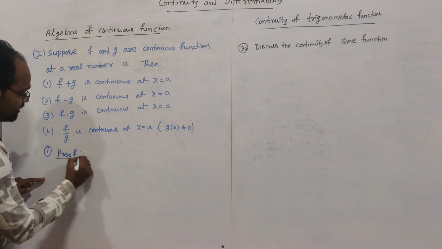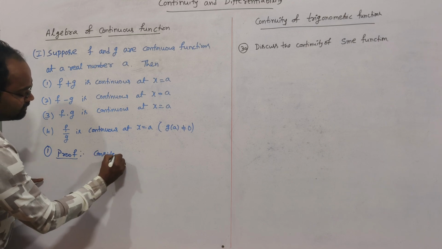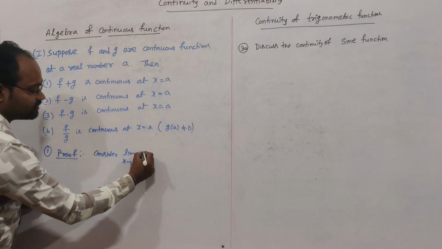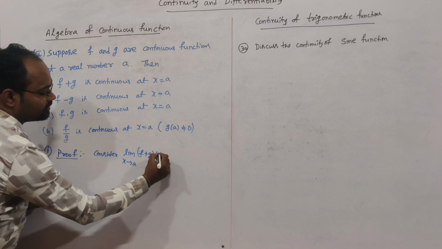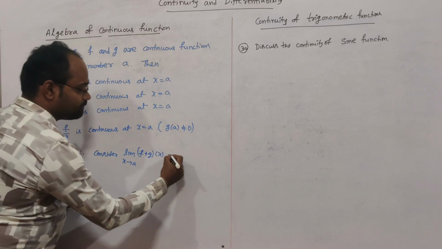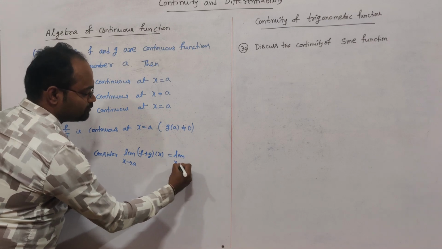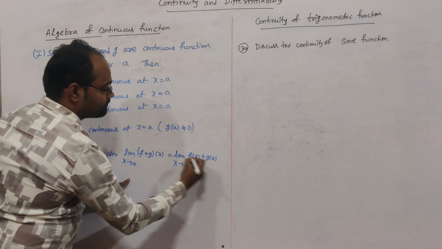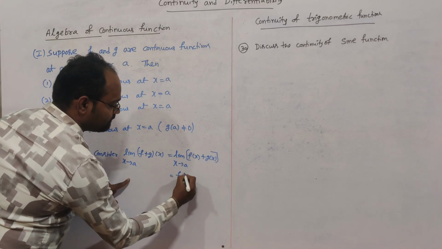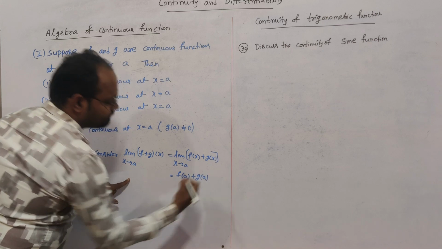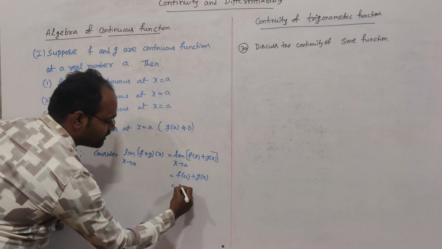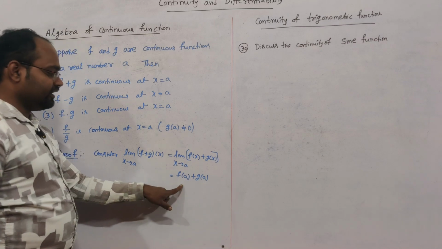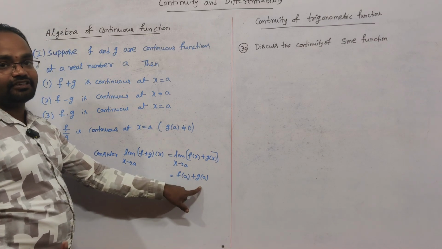Let us consider like this. Consider the limit as x tends to a, limit at x equal to a for this function f plus g of x. We know that f plus g of x, by definition, as you read in first PUC, is f of x plus g of x. If we apply the limit, we will get f of a plus g of a, which is nothing but the functional value. f of a and g of a are the functional values of f of x plus g of x at x equal to a.